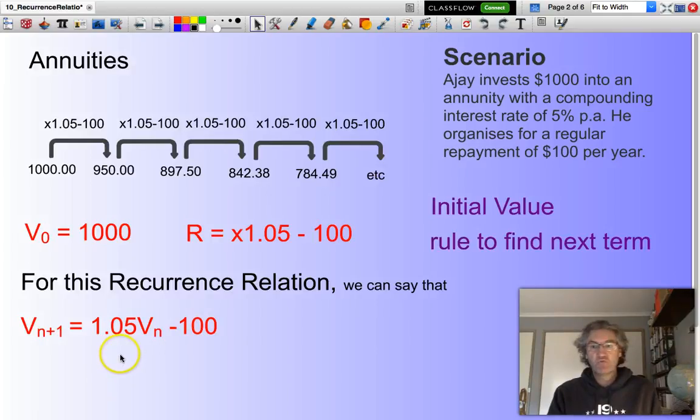It has a recurrence rule, which will be 1.05 multiplied by V N minus 100. Actually, it's a recurrence relation. We can't say there is a recurrence rule. It's just too complex to worry about. And this information can be represented on an amortization table.